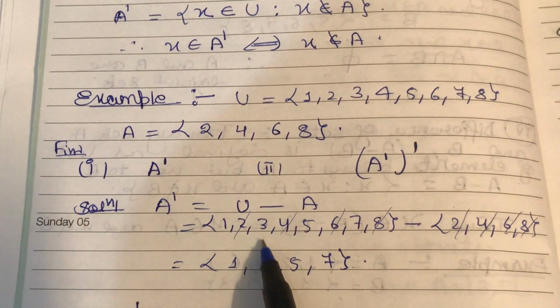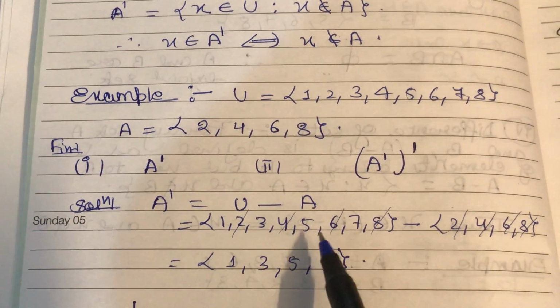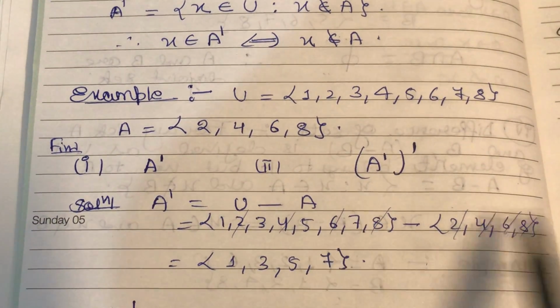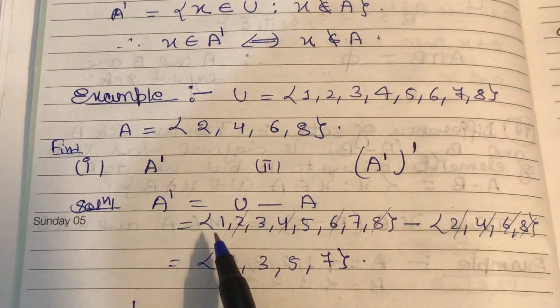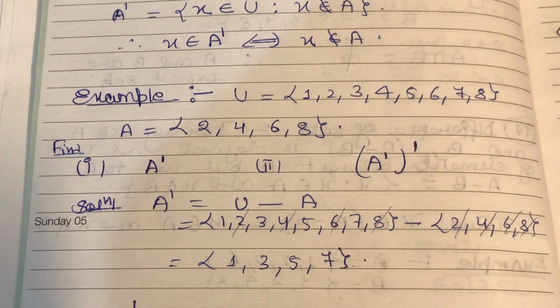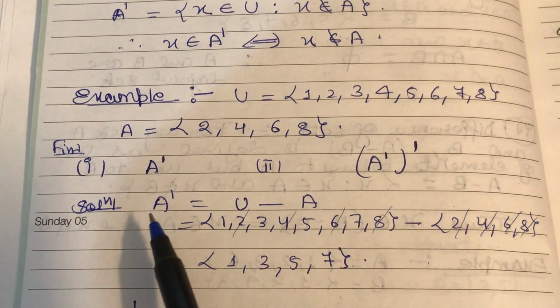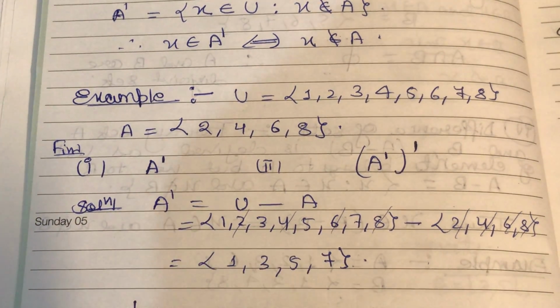Now what are the common elements? 2, I'll cancel out 2. 4, I'll cancel out 4. 6, I'll cancel out 6. 8, I'll cancel out 8. Now, what are the left out terms? In the first one, the left out elements are 1, 3, 5 and 7. So the value of A complement is 1, 3, 5, 7.